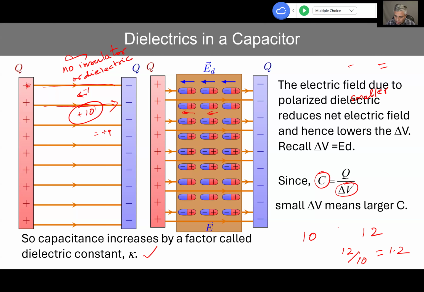So the original, see, the voltage was this, now it became this. So by how much did it change? What factor? So it's 1.2. So the dielectric constant in that case is 1.2 in this particular example, when the voltage goes from 10 to 12. If the voltage were to go from 10 to 20, for example, then it increased by a factor of 2, meaning this dielectric constant would be 2, okay? And this is not K.